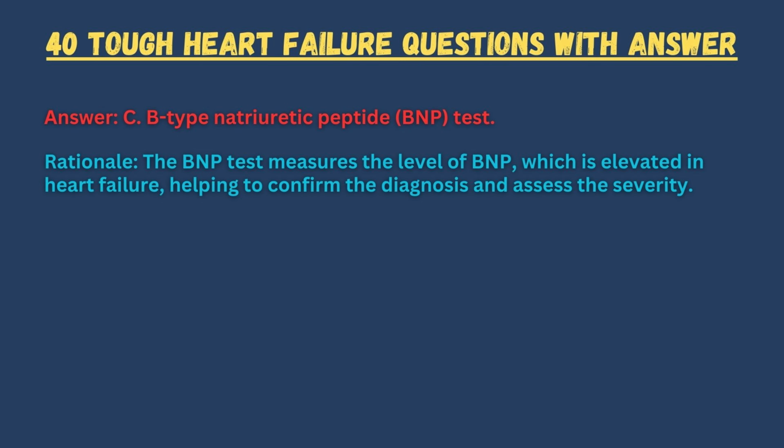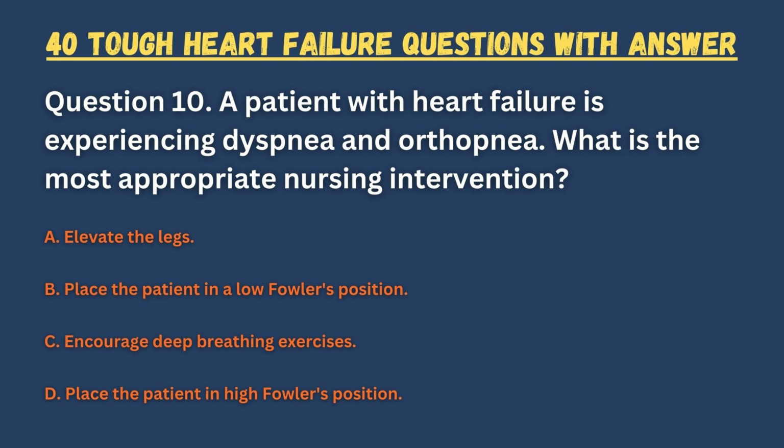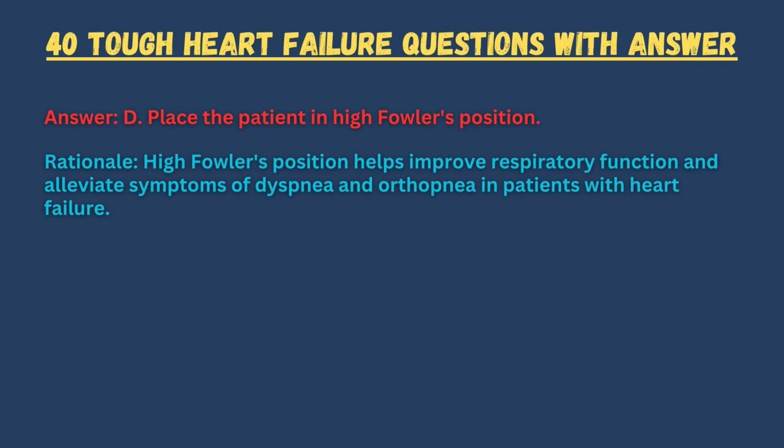and assess the severity. Question 10. A patient with heart failure is experiencing dyspnea and orthopnea. What is the most appropriate nursing intervention? A. Elevate the legs. B. Place the patient in a low Fowler's position. C. Encourage deep breathing exercises. D. Place the patient in high Fowler's position. Answer: D. Place the patient in high Fowler's position. Rationale: high Fowler's position helps improve respiratory function and alleviate symptoms of dyspnea and orthopnea in patients with heart failure.